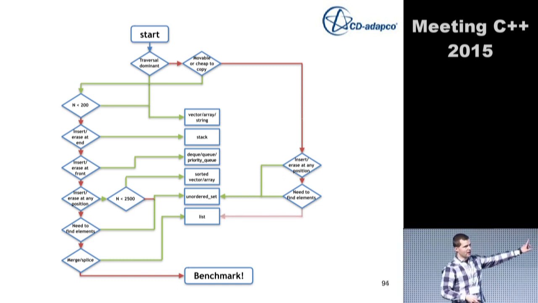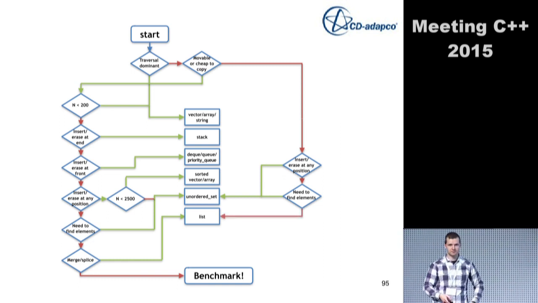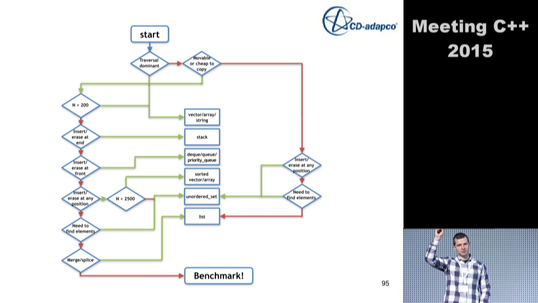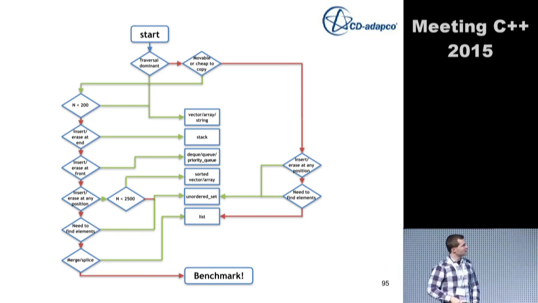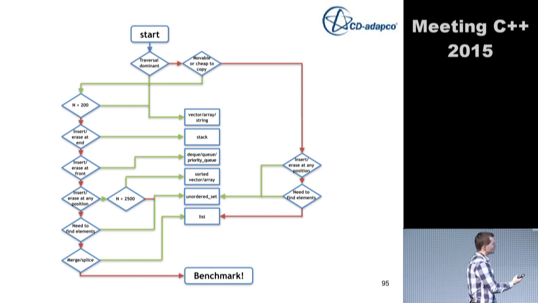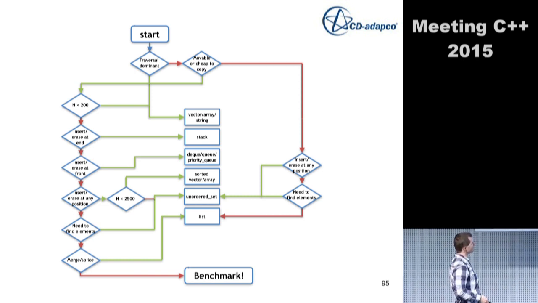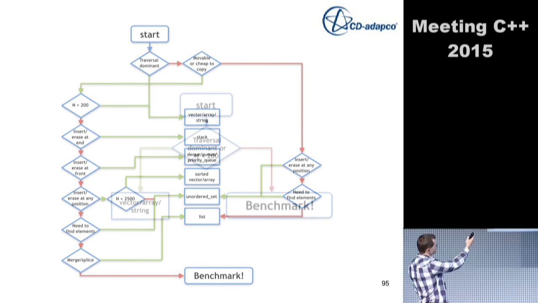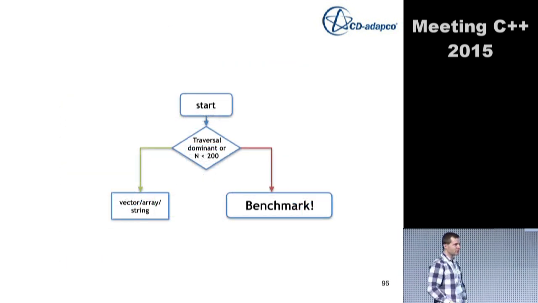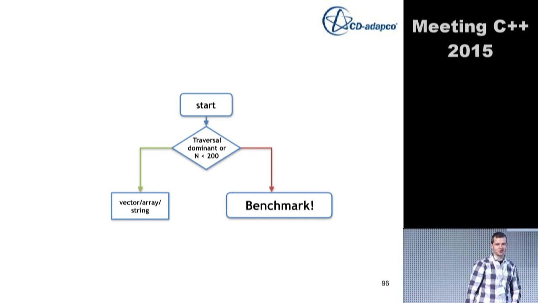Who can keep this in mind? Honest answer, who can remember all the decisions? Not really, right? So I tried to compress it into one step, and you should be able to remember it fairly easily. If you want to traverse it, or if you have a small number of elements, use a vector, else benchmark.